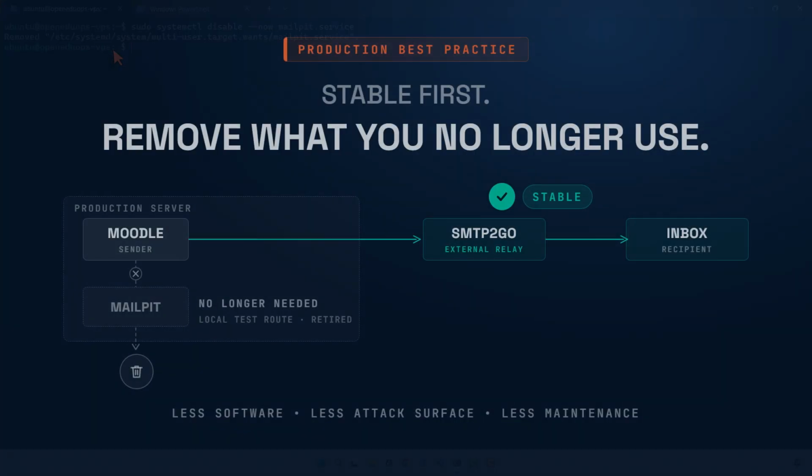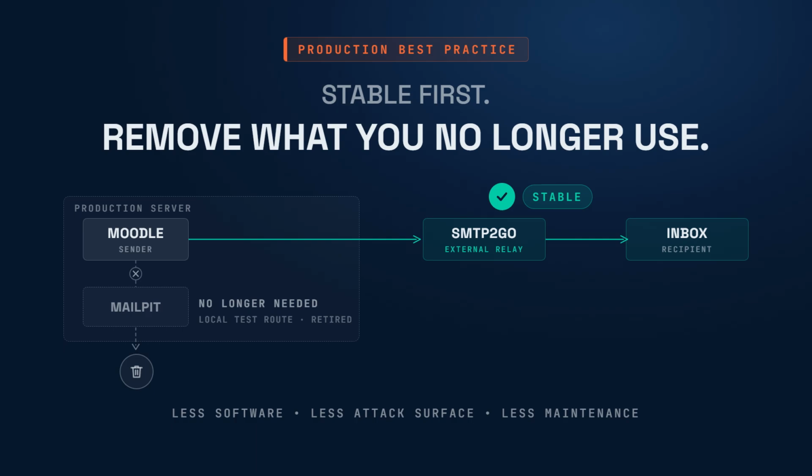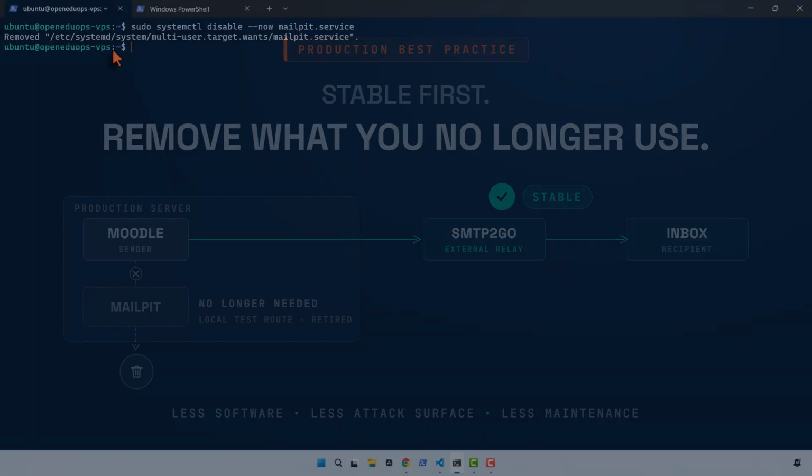A very important note here. Once the new mail route has remained stable, unused software should be removed from a production system. The companion guide includes the exact commands to delete Mailpit and its remaining components safely.